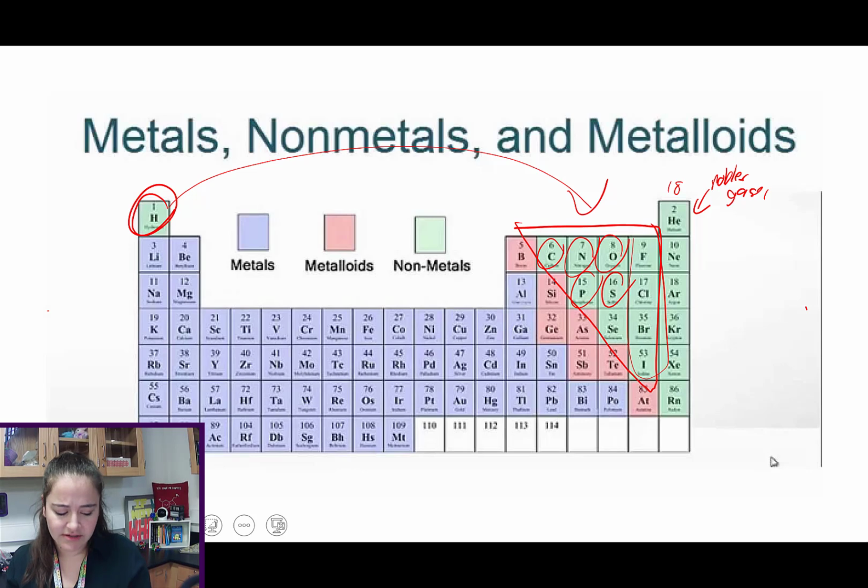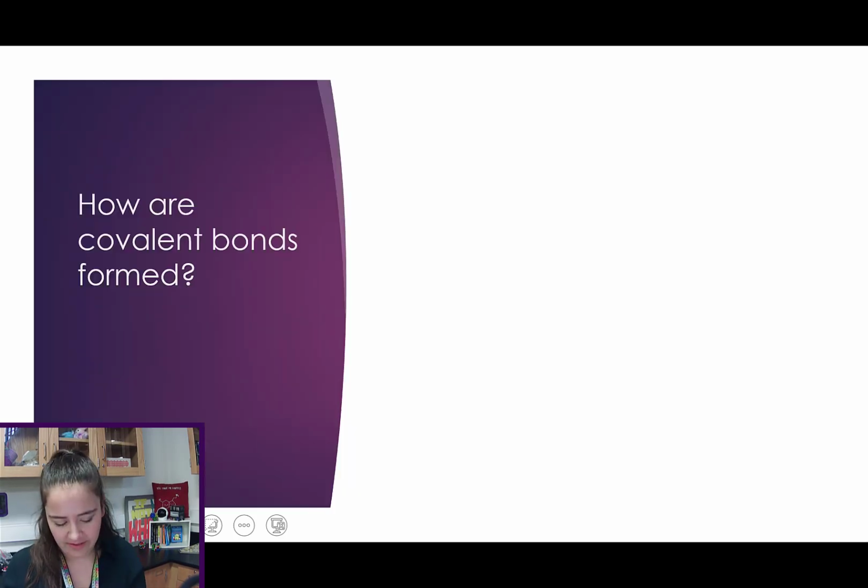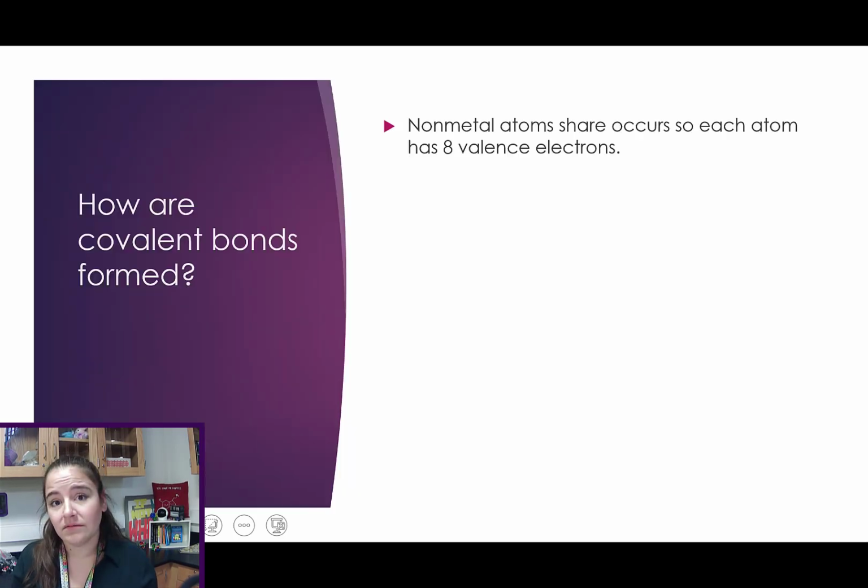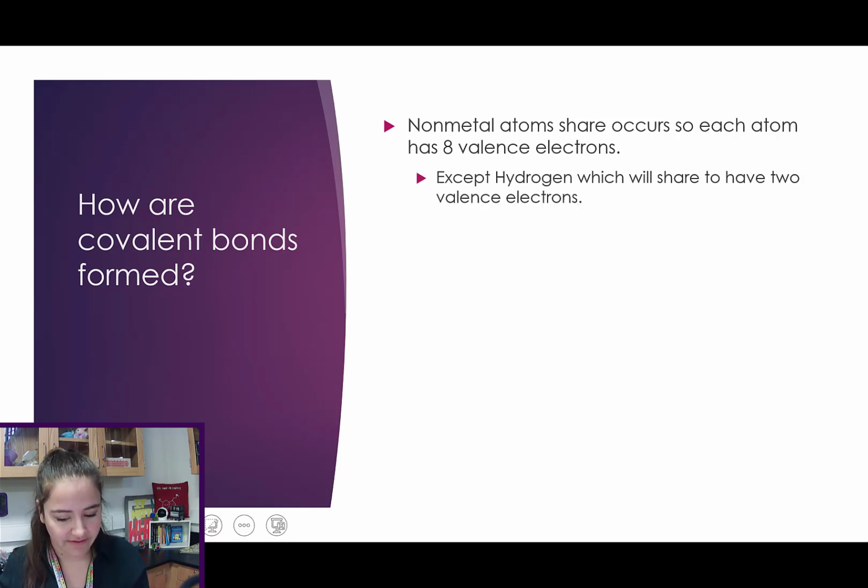Okay. So how do these covalent bonds form? Well, just like in ionic, where they form ions so that they have those stable 8 valence electrons, same with covalent. 8 is still the magic number. 8 is still that stable outer shell where atoms are going to be at their lowest energy state and most content. Okay? So they will share until each atom has 8 valence electrons.